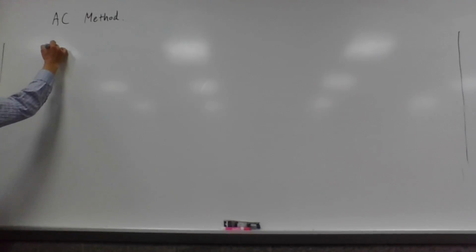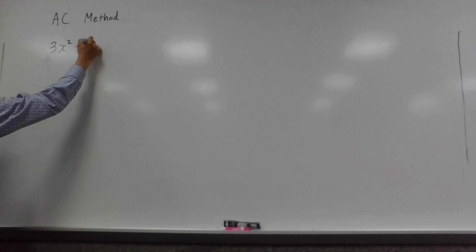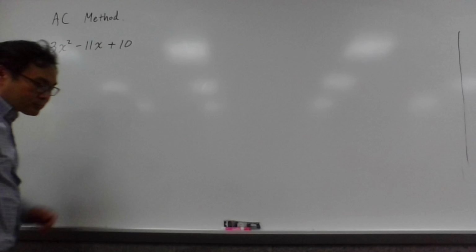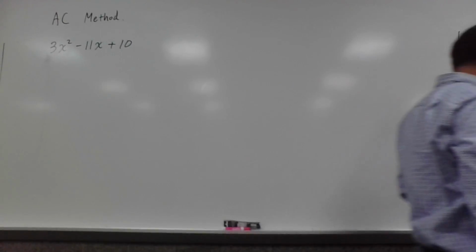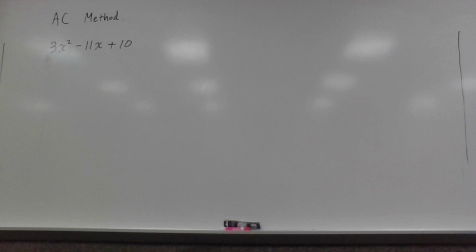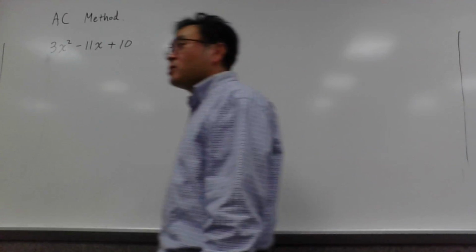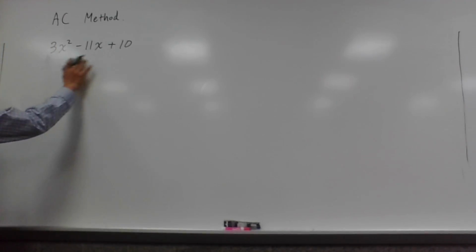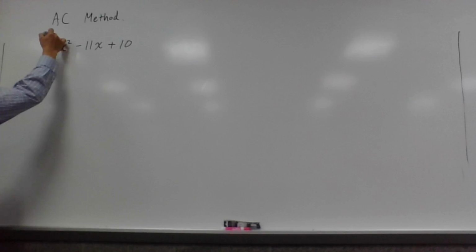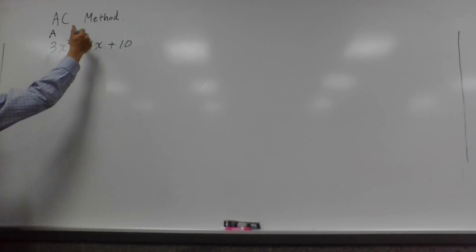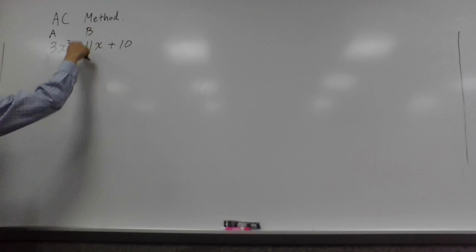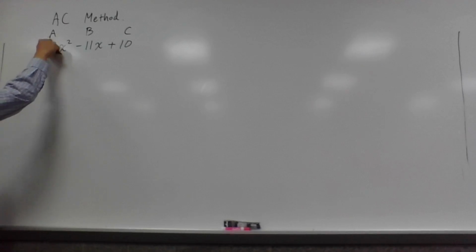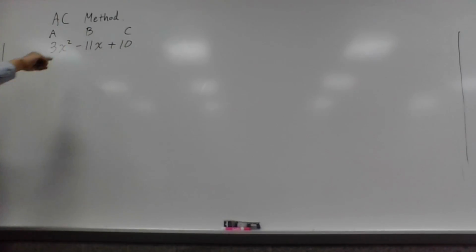Okay, suppose you have 3x squared minus 11x plus 10. Let me show you how to factor this using the X chart. This method is called the AC method because I'm thinking of this 3 as A, negative 11 as B, and 10 as C. And you're multiplying A times C. That's why it's called the AC method.